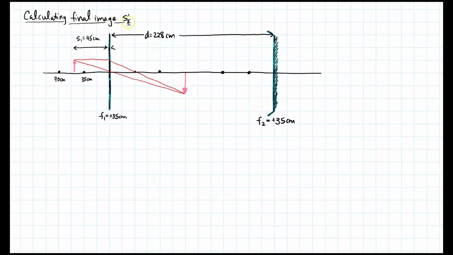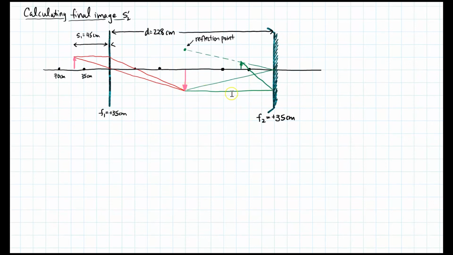Calculating final image S2 prime. So I now have a converging mirror. It's 228 centimeters away from the lens, and it has a positive focal length of 35 centimeters. So when I look at this, the mirror's radius is 70, this is at the 2F point, and this object is going to be outside of it. So when I draw the ray diagram for this image, it's going to look as follows.